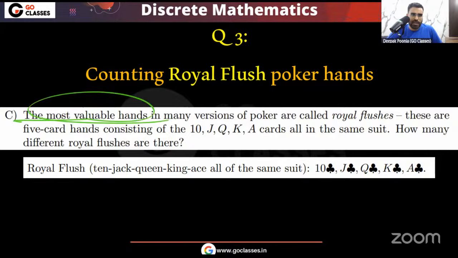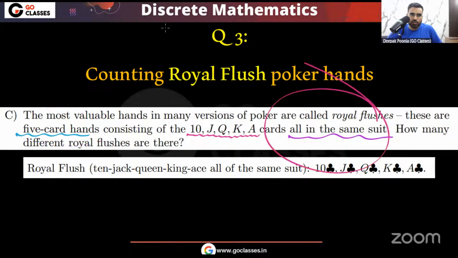The most valuable hand in many versions of poker is called a royal flush. What is a royal flush? Let's read the definition. These are 5 card hands consisting of these values: 10, Jack, Queen, King, Ace, all in the same suit. Means total 5 cards, all in the same suit, and these 5 values must be present: 10, Jack, Queen, King, Ace.